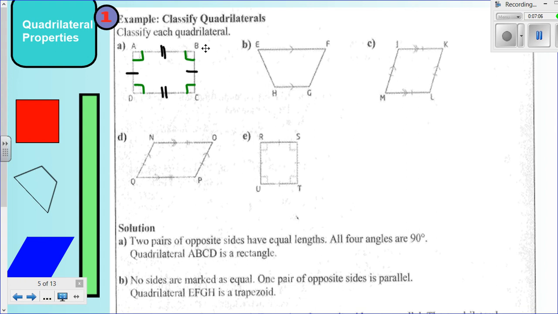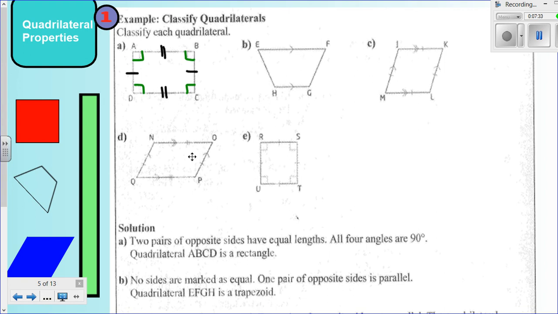Quadrilateral B is a trapezoid. A trapezoid has the characteristic that a pair of opposite sides, one pair, will be parallel. So you can see that they're parallel by the arrows here. The other 2 sides don't need to be equal in length. They don't need to be going in the same direction. You could have EH going out this way. As long as you have that one stipulation where one pair of opposite sides are parallel, you will have a trapezoid.